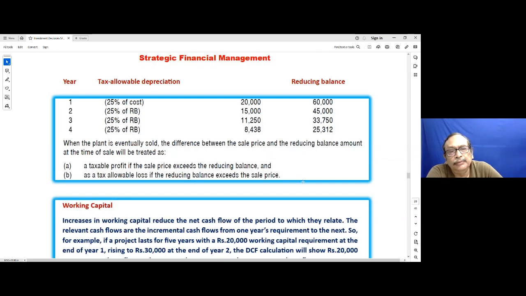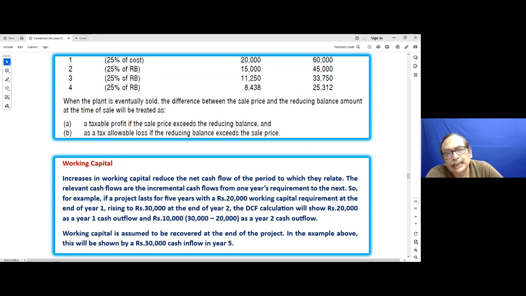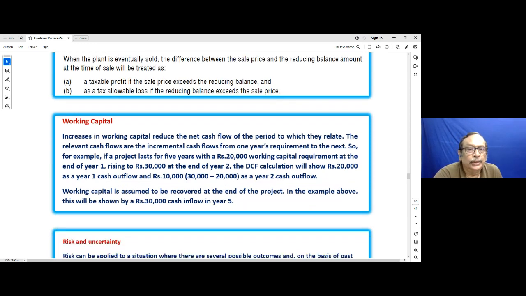When the plant is eventually sold, the difference between the sale price and the reducing balance amount at the time of sale will be treated as a taxable profit if the sale price exceeds the reducing balance, and as a tax allowable loss if the reducing balance exceeds the sale price. So that is all about your taxation.